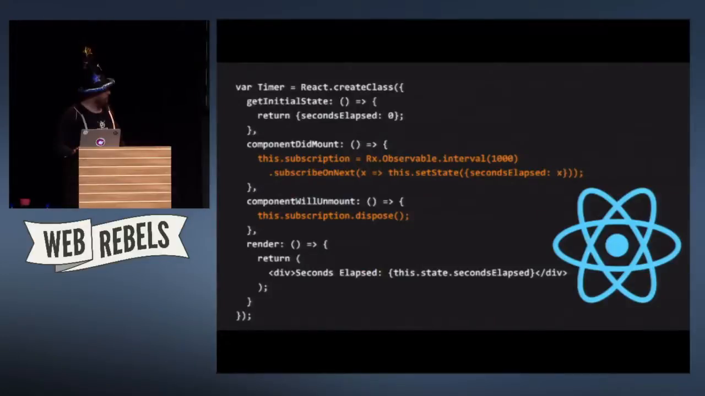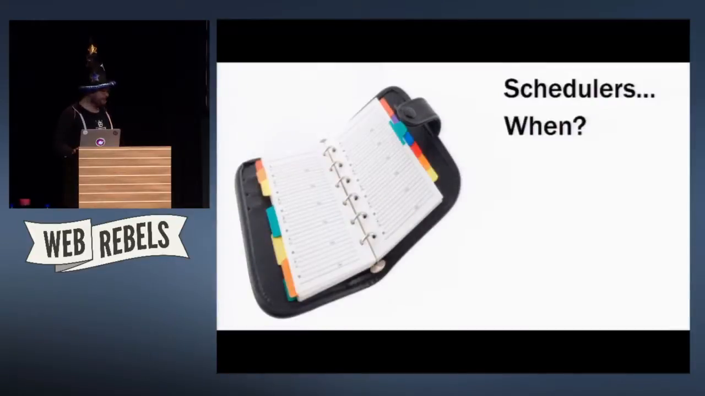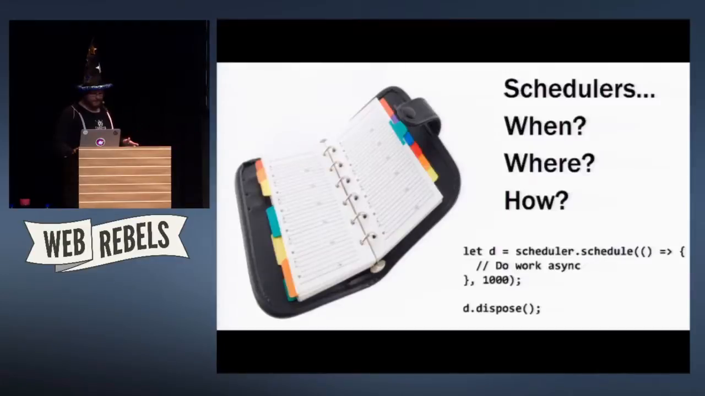Like I said, it's really super simple to use React and Rx together, in terms of I can just create an interval every second, set the state, and then at the end I can turn off all of those particular things.